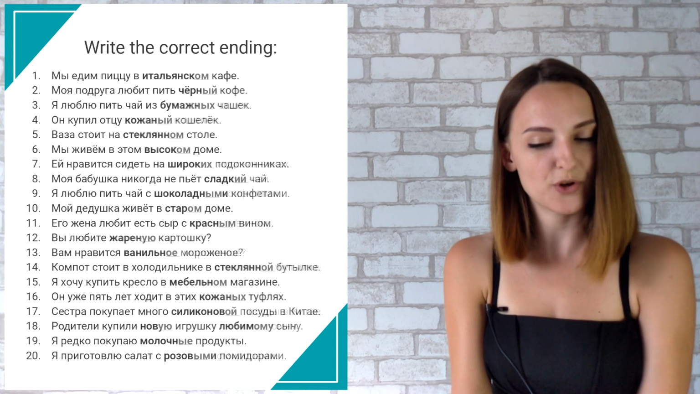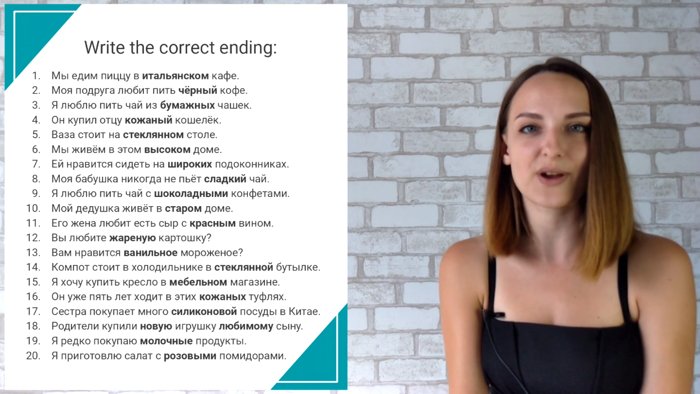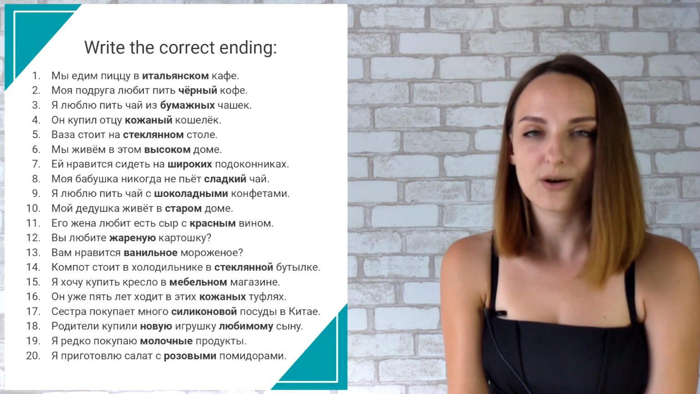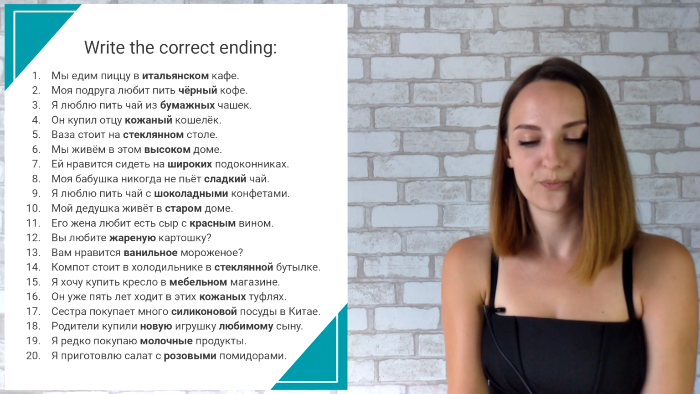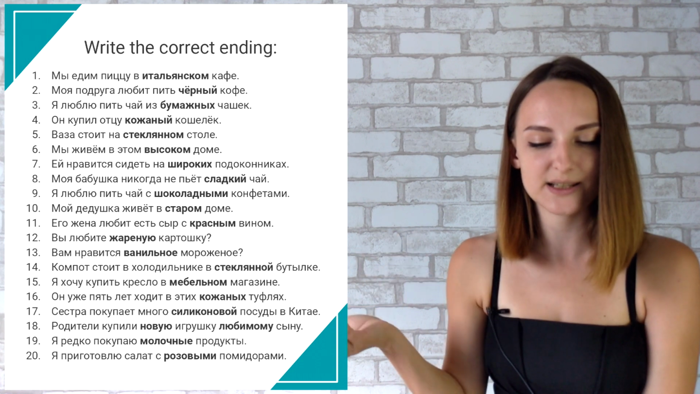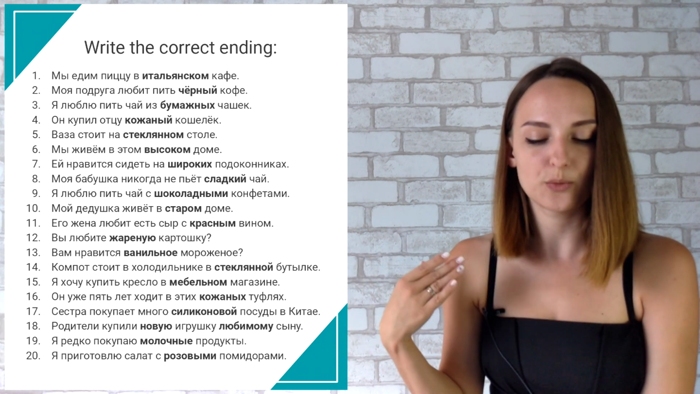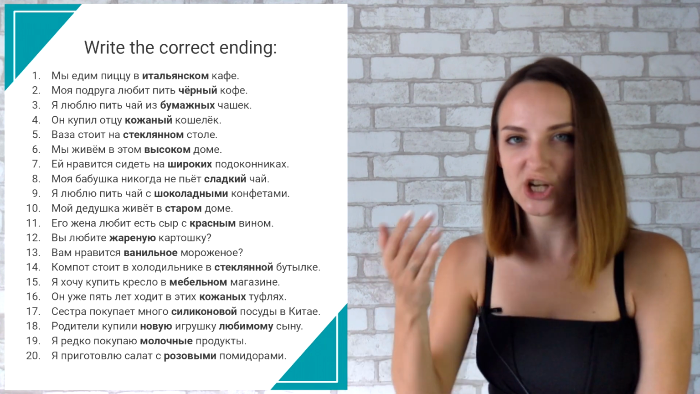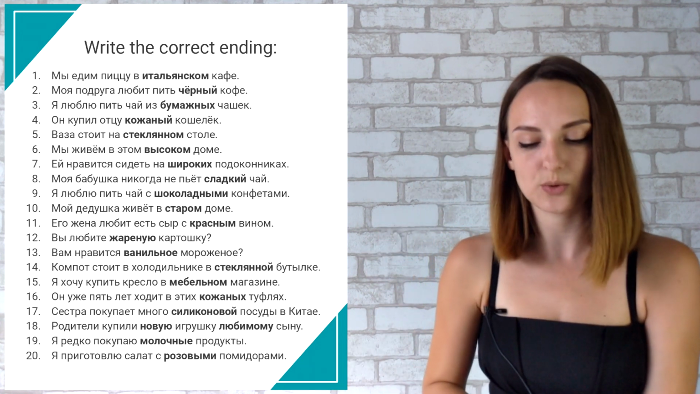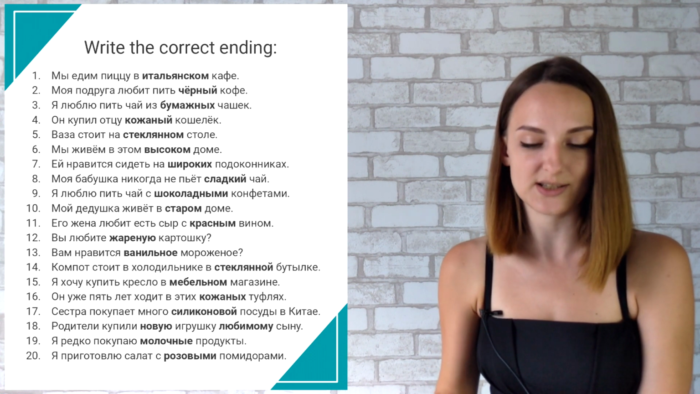Okay, hope you are ready. And here you can see correct answers, correct endings that you should have written to your notebook. So, мы едим пиццу в итальянском кафе, моя подруга любит пить черный кофе, я люблю пить чай из бумажных чашек, and so on. Check all your answers, and we go to the next task.